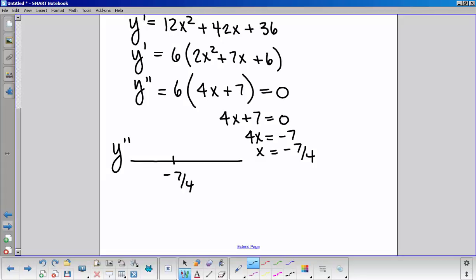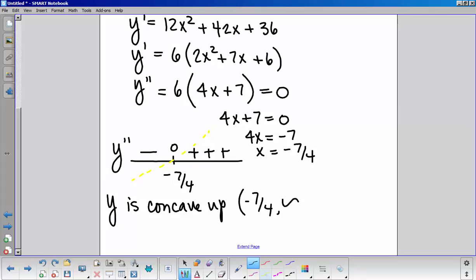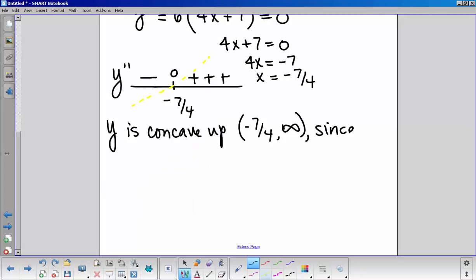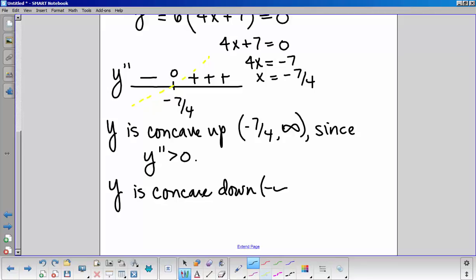What is this graph? The second derivative is a line with a positive slope. Good. 0, and then I know I have negative y values here, positive y values here. So y is concave up from negative 7/4 to infinity, since, how did we know? Good. y double prime is greater than 0. y is concave down from negative infinity to negative 7/4, since y double prime is less than 0. Beautiful.